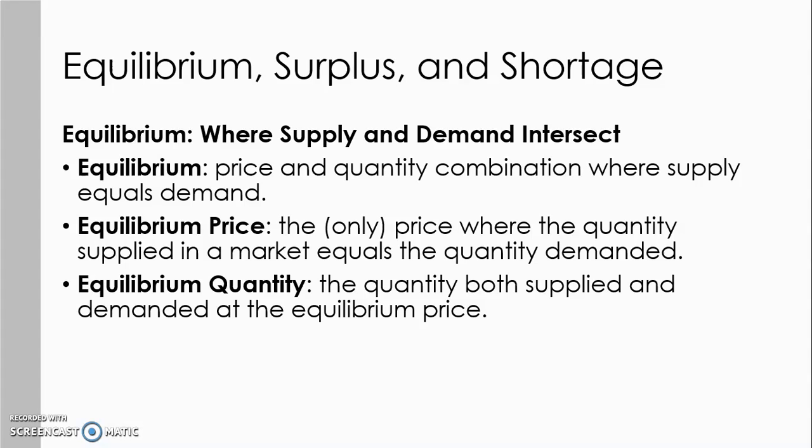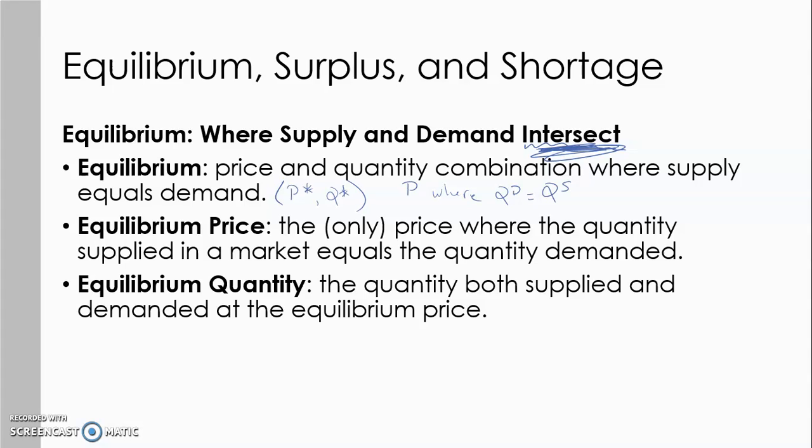Equilibrium is where supply and demand intersect, both metaphorically and literally. We'll see that later on. Equilibrium is the price and quantity combination, we call it P star and Q star, where supply equals demand. So it's the price where quantity demanded is equal to quantity supplied.